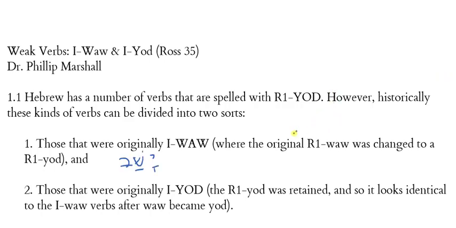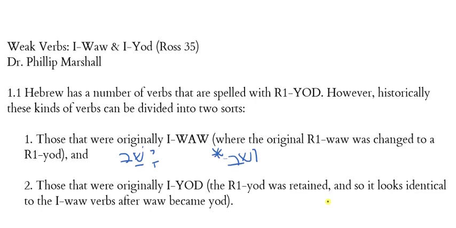This is how you spell that. So this originally would have been a vav, vashav, and it was converted to a yod in root one position. But those were originally one-vav verbs. And then there are those that are originally one-yod verbs. Here the root one-yod is retained, and so it looks exactly like the one-vav verbs after their vavs became yod.